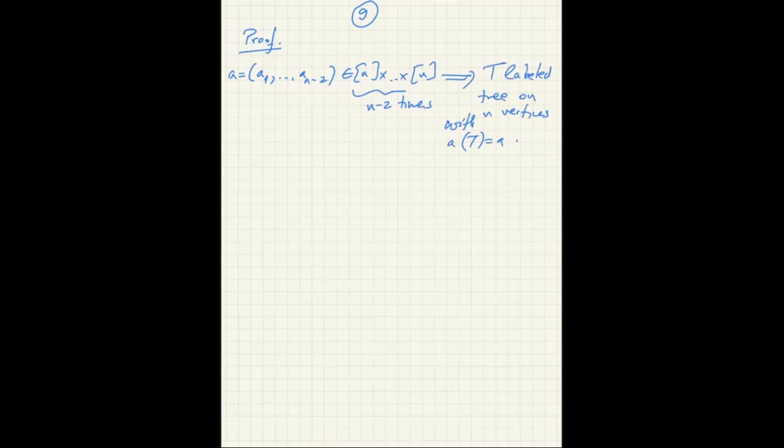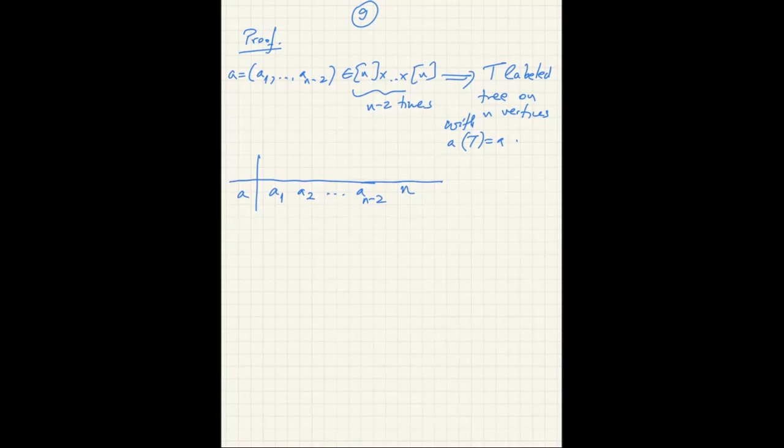Okay, so now how do we construct this tree? In our situation, we have the vector A. So we have A1, we have A2, all the way to An minus 2. This is given to us. And by our construction, we also have An minus 1. We know what An minus 1 is. This is exactly n.